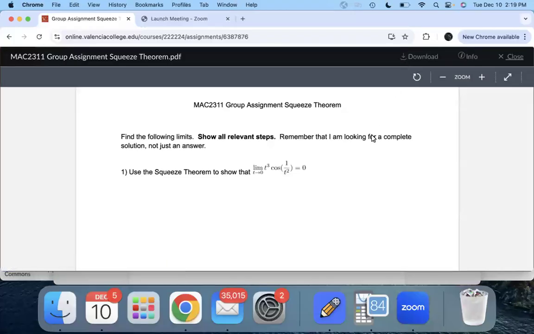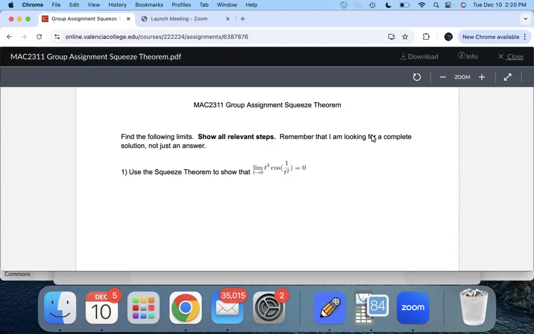Okay, let's talk about this squeeze theorem group assignment. Any problem that relies on using a particular theorem, especially in a calculus class or above, there are certain steps you have to go through to write up a complete solution. You have to show that you meet the conditions of that theorem. That is the most important thing.